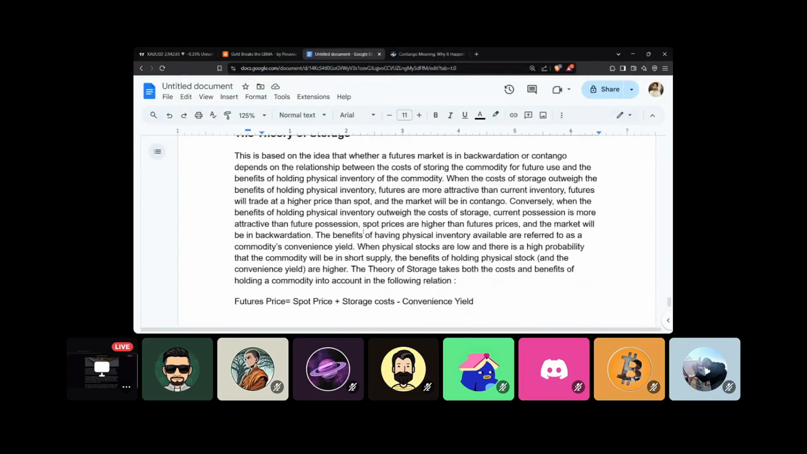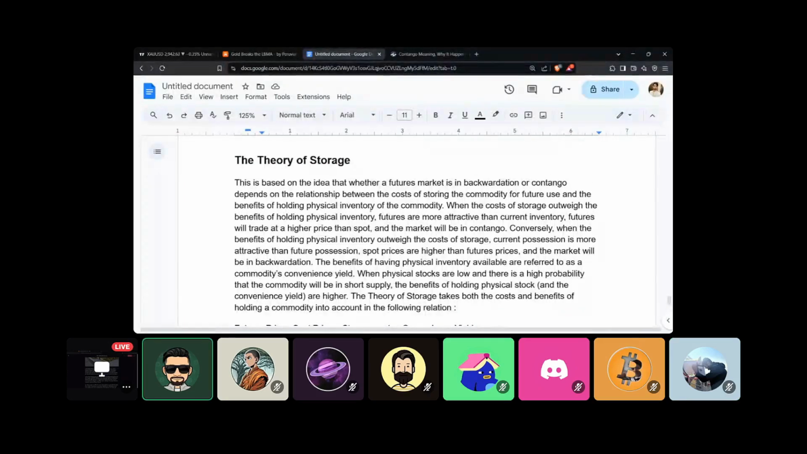So basically, gold has two markets. One is a spot market, and the other one is a futures market. The futures market is basically what these guys are calling paper gold. There is a theory in the futures market known as the theory of storage.